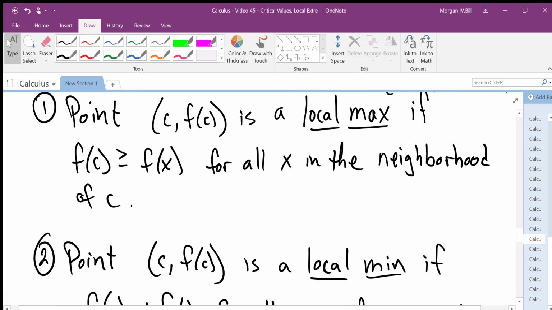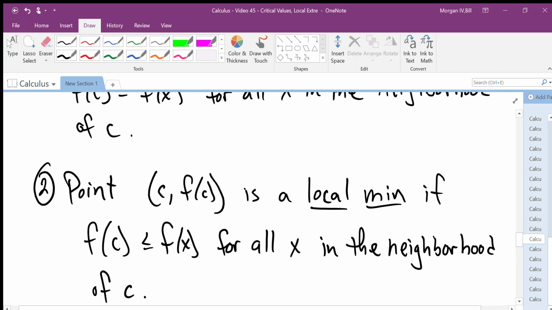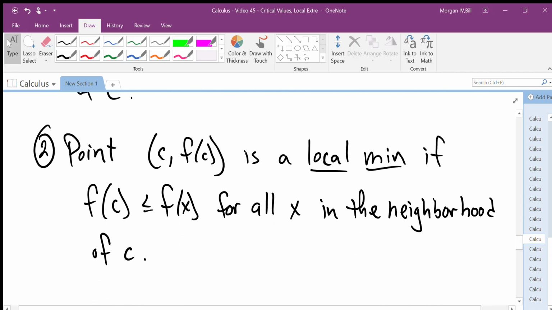All right, local min. Point (c, f(c)) is a local minimum, a relative minimum, if f(c) is less than or equal to f(x) for all x in the neighborhood of c. Same idea here, although now it's the lowest point as opposed to the highest point.